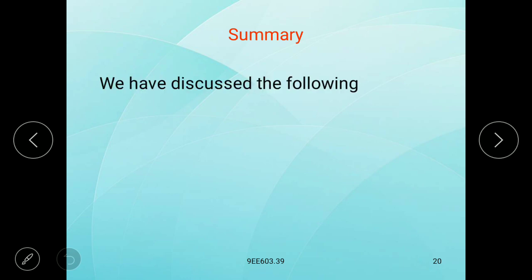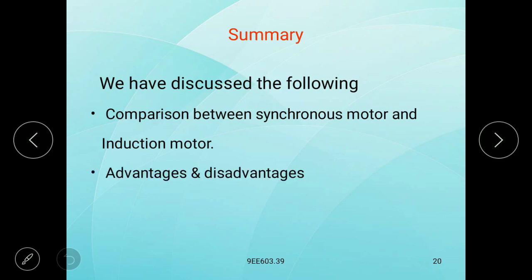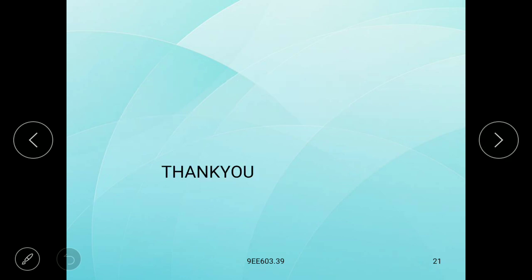Summary: we have discussed the following: comparison between synchronous motor and induction motor, advantages, disadvantages, and applications. Thank you.